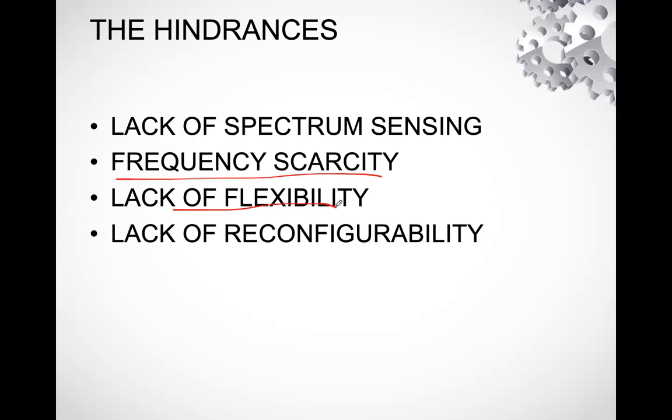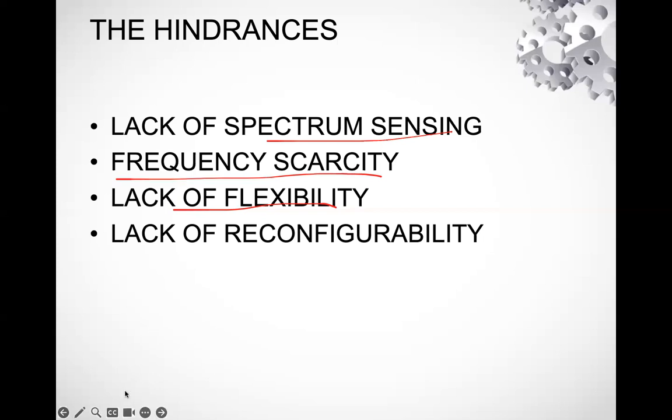If we could somehow allocate these freely available frequencies to those users or services who need frequencies, then that kind of technology is nothing but cognitive radio. So there needs to be a technology which could sense the spectrum, check if the spectrum is free or not, and if it is free, allocate that particular spectrum to a service or a user who needs a frequency. Such a technology is called cognitive radio.